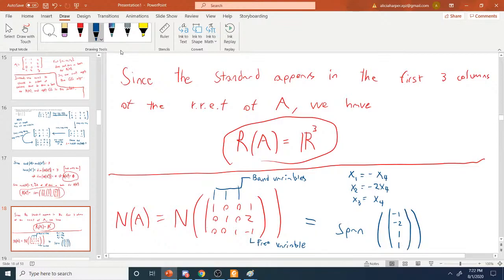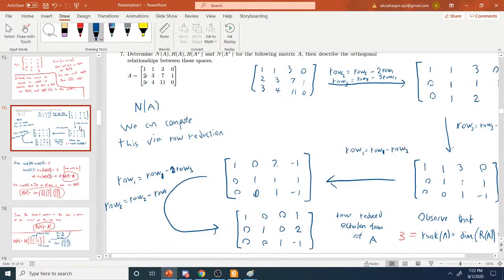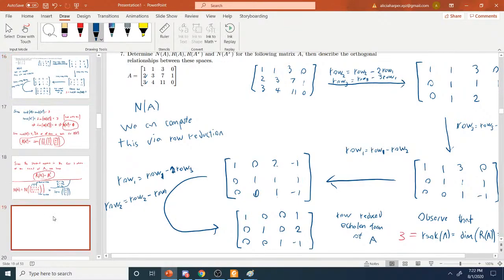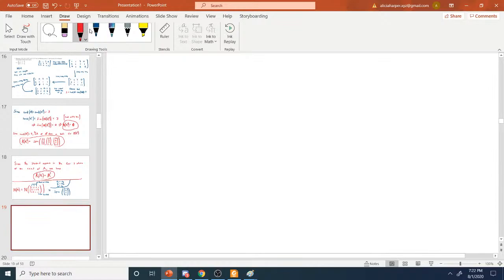So now I have found all 4 of the spaces that the problem asked me to determine, and I was able to leverage it all from a single computation. And now the last thing I have to do is state the relationship between these spaces. Well, here are the relationships. The null space of A is orthogonal to the row space of A transpose.